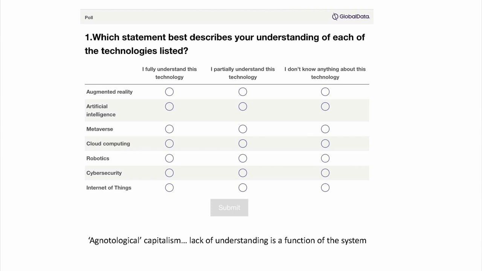And they're, of course, setting the terms of knowledge by which the market is to be understood. But that knowledge is variable. I love this form because this is a poll by Global Data, which I found while researching for this presentation. It's asking me how much I understand about these technologies, which I thought was great. But of course, it's going to be quite happy if I don't understand them, because they can make money out of me then.